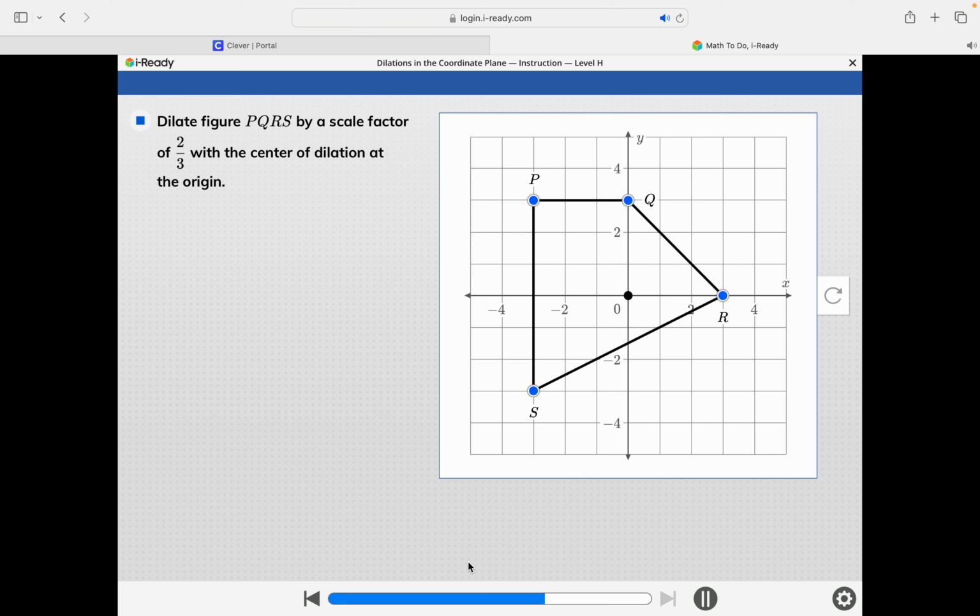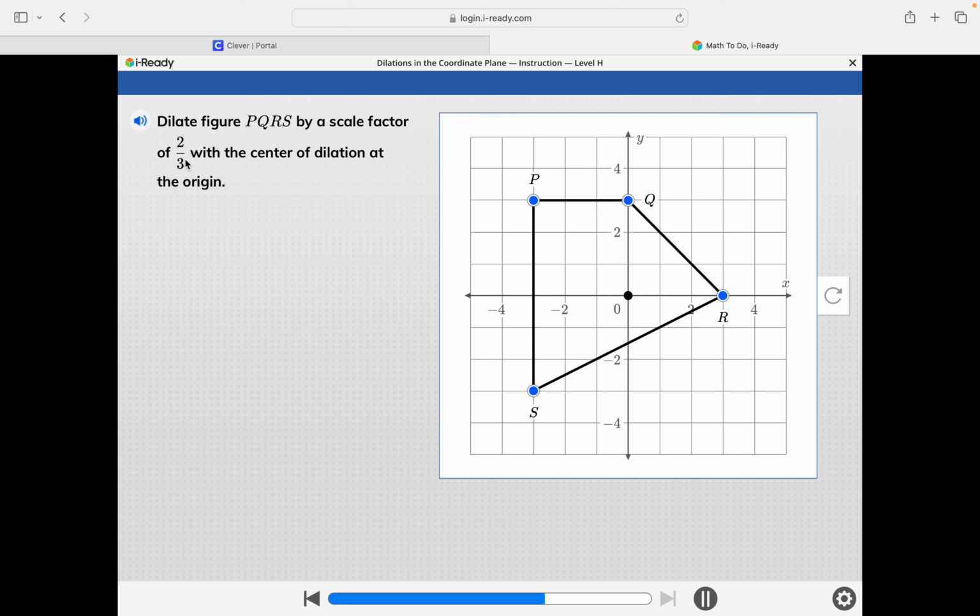Dilate figure PQRS by a scale factor of 2/3, with the center of dilation at the origin. Okay, now this is also easy, but it takes a lot of math. That's okay. We are math geniuses, right? I love math. Do you love math, Subani? Yeah. It's my favorite subject. Okay, now we have to do real PQRS. And then we can do P prime, Q prime, R prime, S prime. So the dilation rate is what, Subani? What is the scale factor? The scale factor is 2/3.